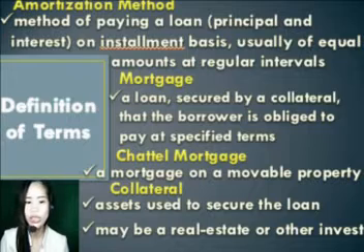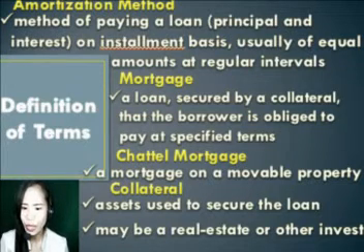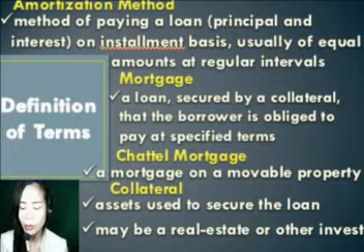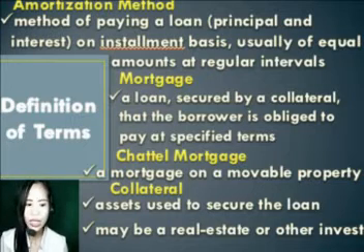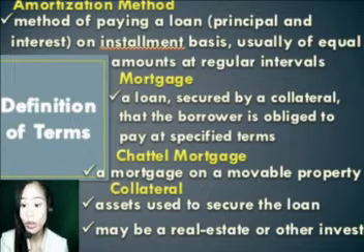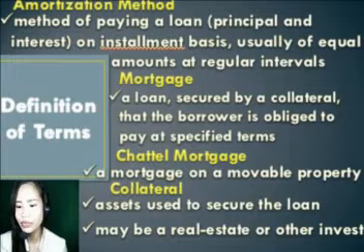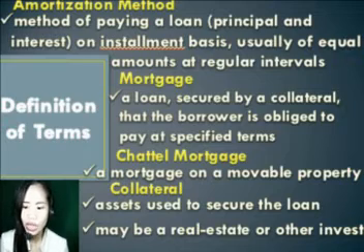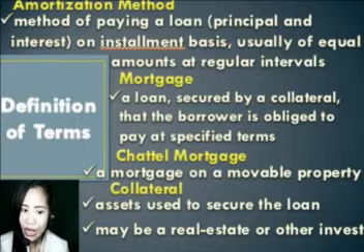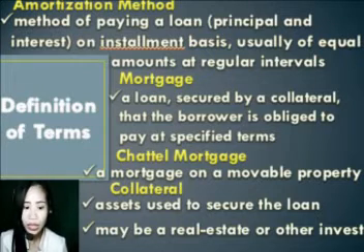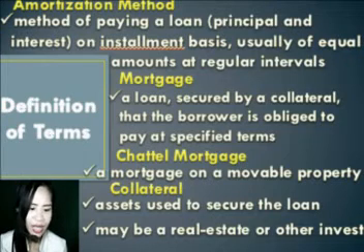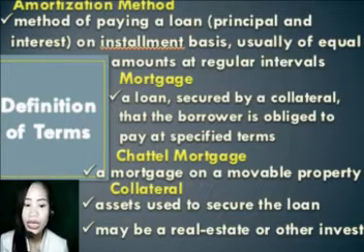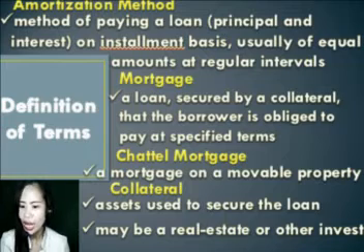The first one talks about amortization method. This is just the method of paying a loan, principal and the interest, on installment basis, usually of equal amounts at regular intervals. So this will be the payment that you will give to the lender, the one that you borrowed from, on a monthly basis or quarterly basis. It depends upon your statement of account.